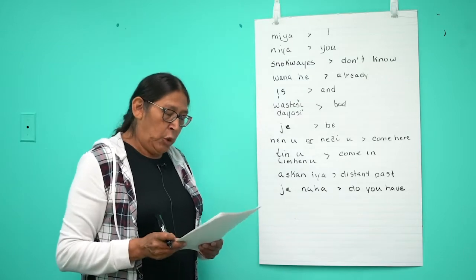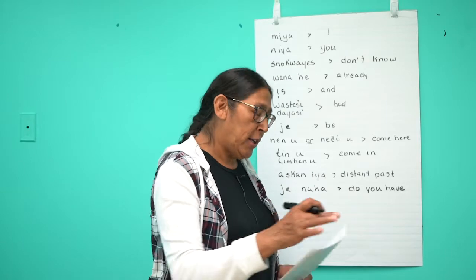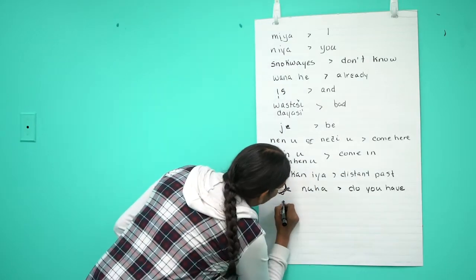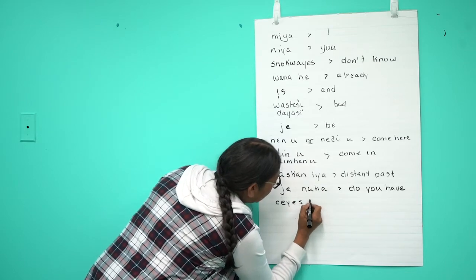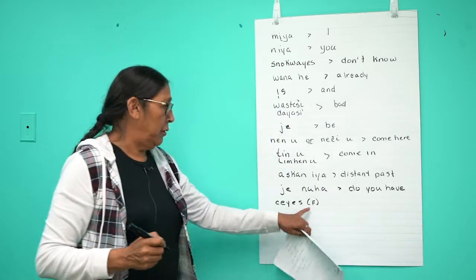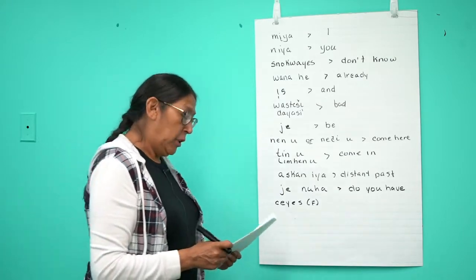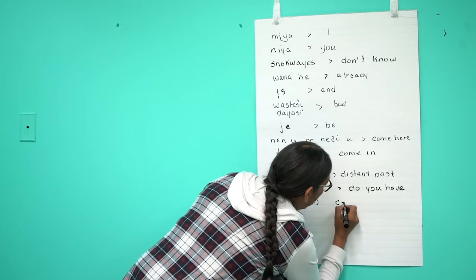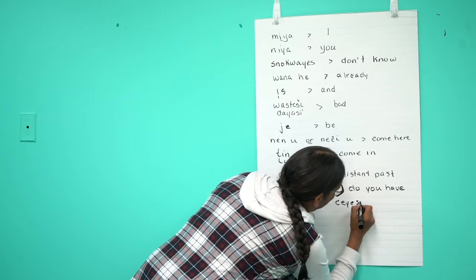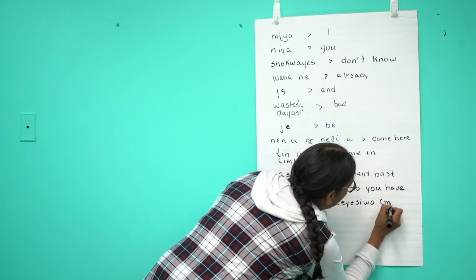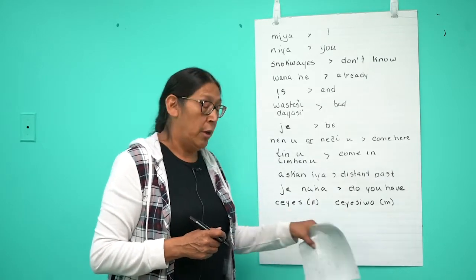Now, I've got two words to say this. If the women would tell you not to cry, they would say cheyashi. That's how the females would say it. But if I was a man and I was going to tell you not to cry, I would tell you cheyashiwo. That's what a man would tell you. Us, the women, we would say cheyashi. The men, cheyashiwo.